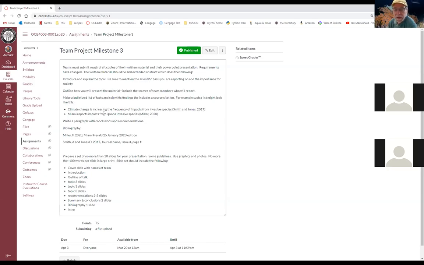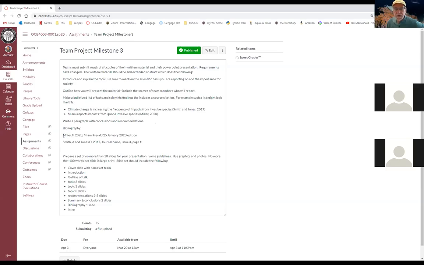And then here would be another bulletized item. Miami reports impacts from iguana invasive species. And then you would cite the author, and in this case it would be the reporter who wrote the story, and the year that they wrote the story. So that would be this bulletized list. And then you'll conclude with a paragraph or so with conclusions and recommendations that are going to be part of your presentation. And finally, there'll be a bibliography, and this will be a formatted bibliography.